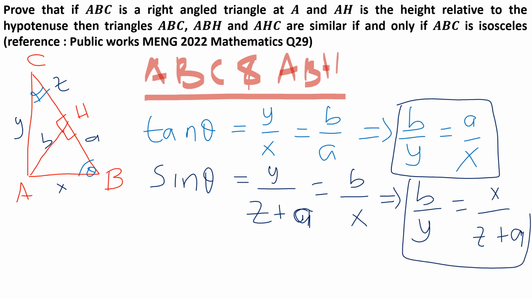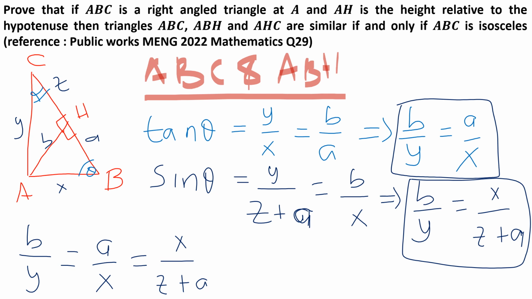So in conclusion, what do we have? Finally, B over Y is equal to A over X, and it is still equal to X over Z plus A. X is the hypotenuse of the smaller triangle, while Z plus A is the hypotenuse of the bigger triangle. So we have successfully proven that the ratios between their corresponding side lengths are all equal, and the angles are congruent for sure. So these two triangles are similar.